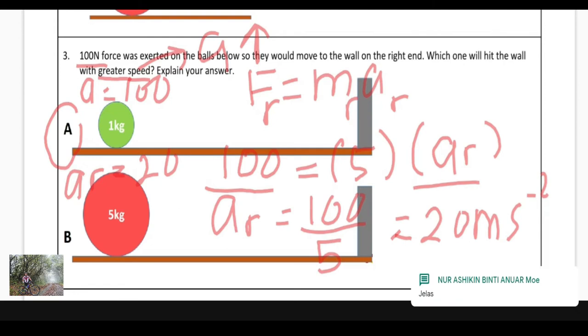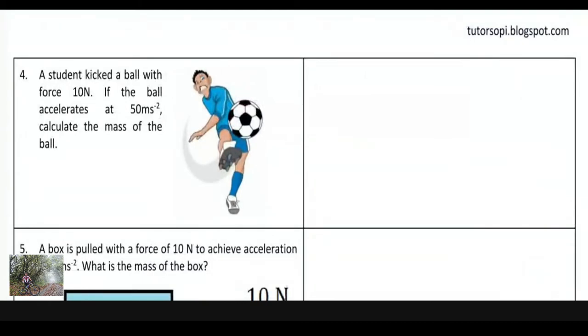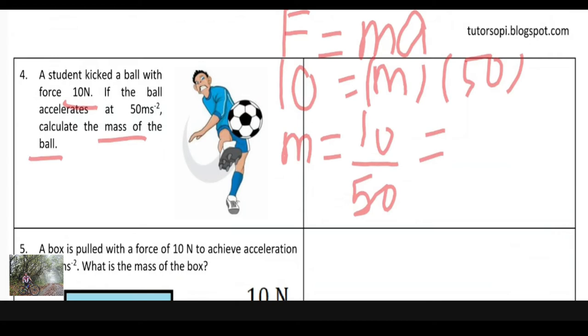Okay, look at number 4. Question number 4. A student kick a ball with force, force 10 Newton. If the ball accelerates at 50 meter per second per second, calculate the mass of the ball. So simple, just using the formula that involves force, mass and acceleration. So F equal to MA. Force is 10. Mass, memang kita nak cari mass of ball. A is 50. So M equal to 10 over 50. So you get the answer 0.2.